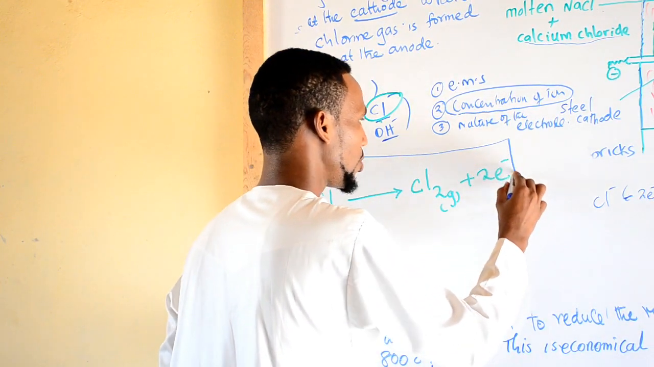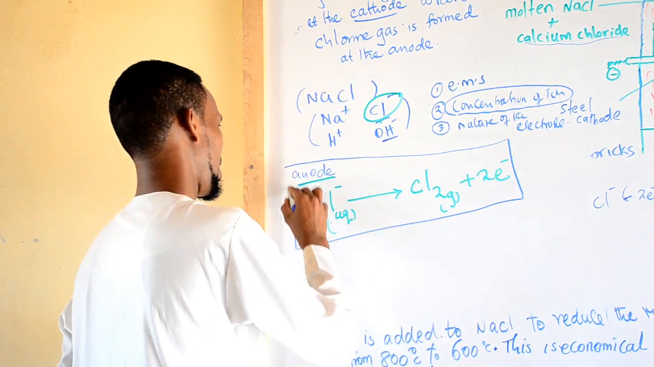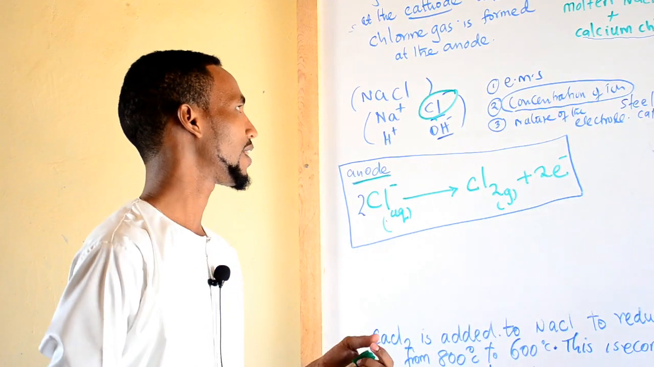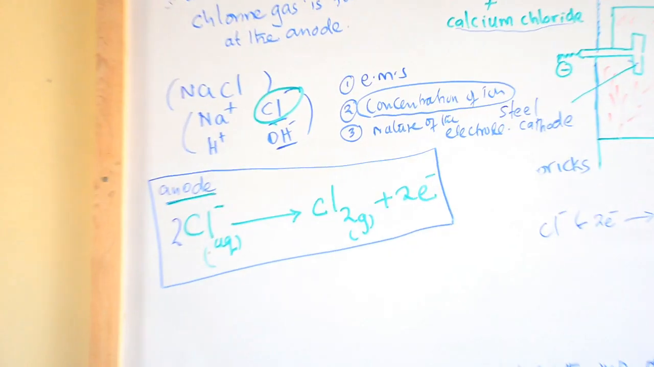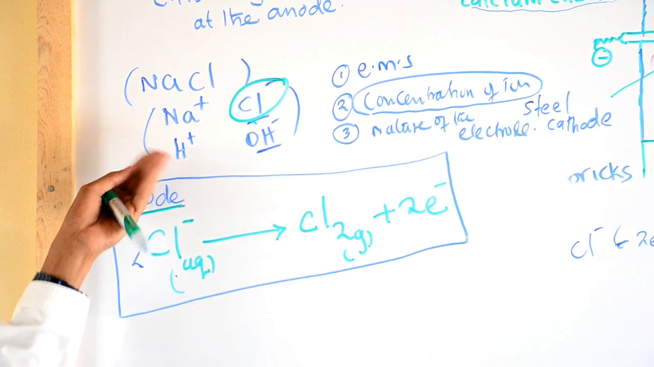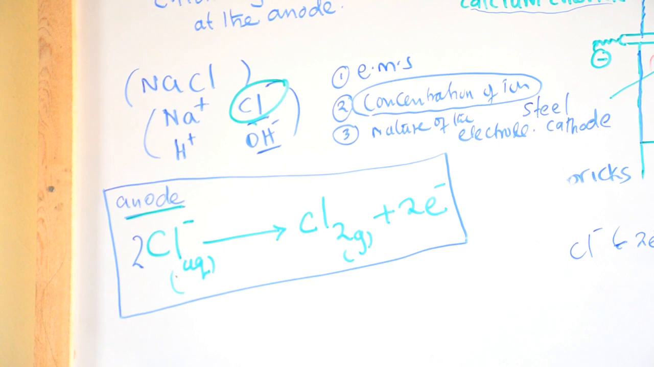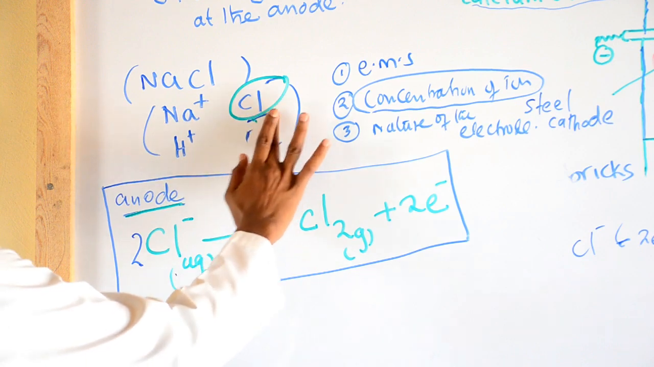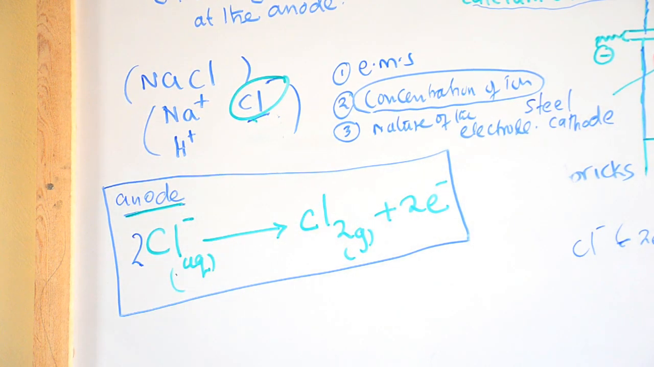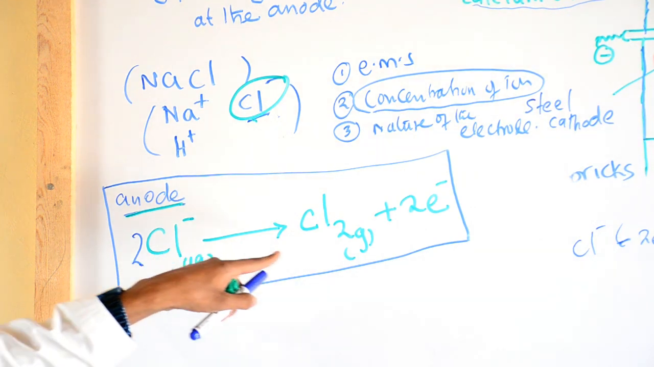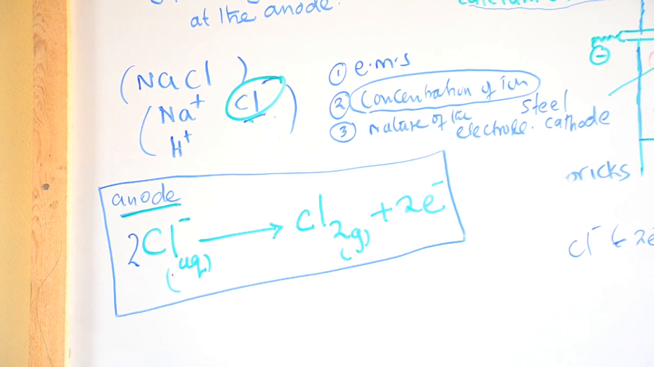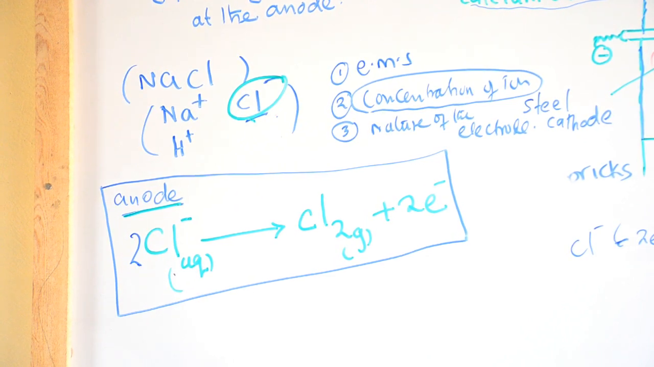Write the equation at the anode. At the anode, we have 2 ions, hydroxide and chloride. Basically, this one you have already learned in electrochemistry, yeah? But the chloride ion is the ion that is basically discharged. So chloride ion will lose 2 electrons, and you get chlorine gas, and 2 electrons are lost.